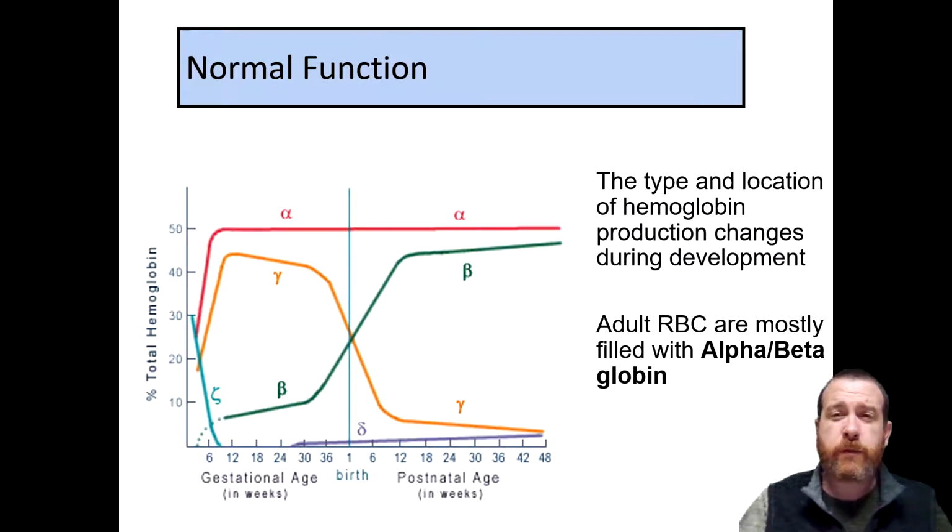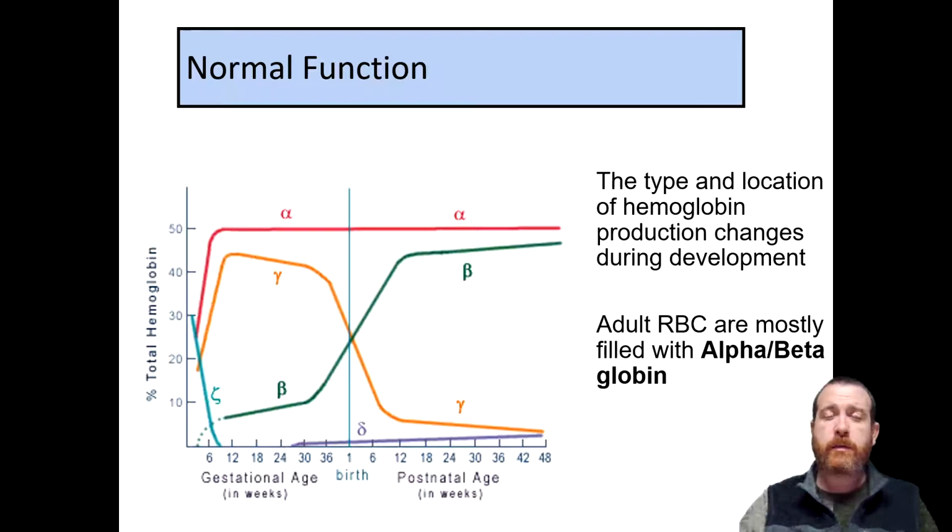When we're talking about hemoglobin specifically, most adults are going to be pretty much a mix of the alpha and beta chains, right? A hemoglobin molecule is two molecules of alpha globins and two molecules of beta globins, these protein chains that are linked together into this one hemoglobin molecule.